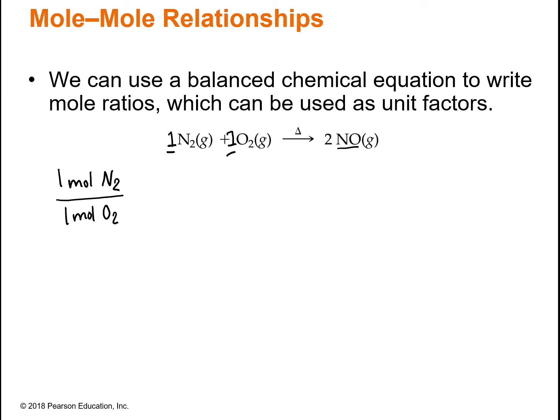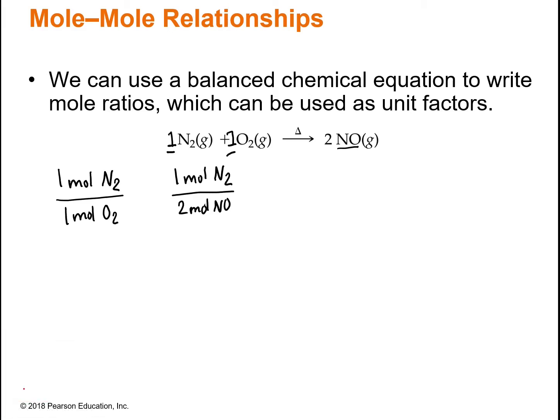What if I wanted to relate nitrogen gas and the product, nitrogen monoxide? Then I could say 1 mole of nitrogen gas for every 2 moles of nitrogen monoxide. Again, these numbers are just coming from the chemical equation.